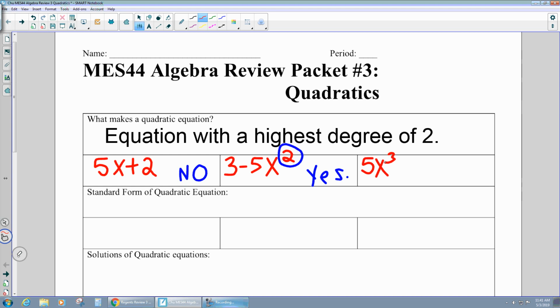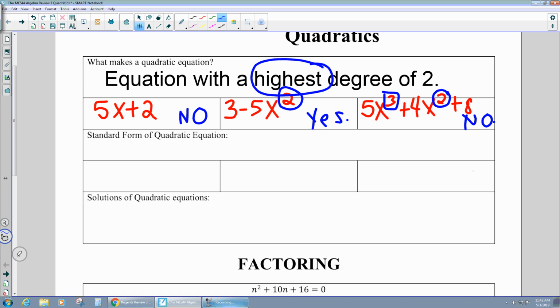So 5x cubed plus 4x squared plus 8. Right away, you might want to say yes, that it's a quadratic equation because we have an exponent of 2. But the problem here is that we also have an exponent of 3. If we take a look at our definition, the highest exponent we can have, the highest degree we can have is 2. So this one is not a quadratic because we cannot have an exponent of 3. Standard form of a quadratic equation is y equals ax squared plus bx plus c.